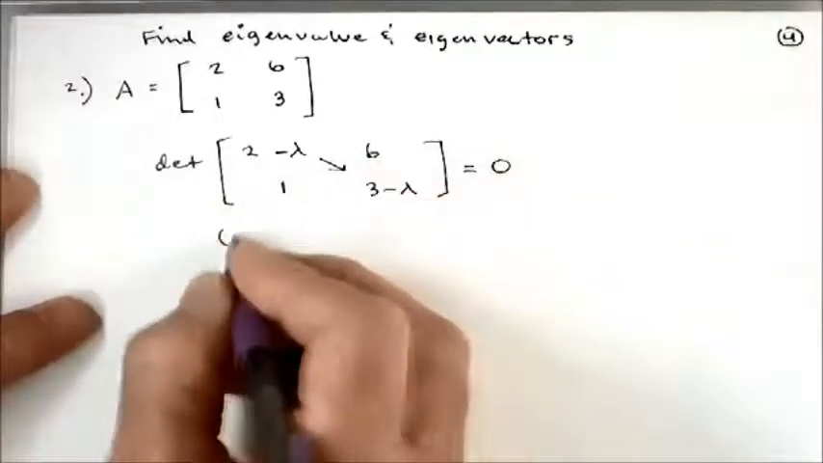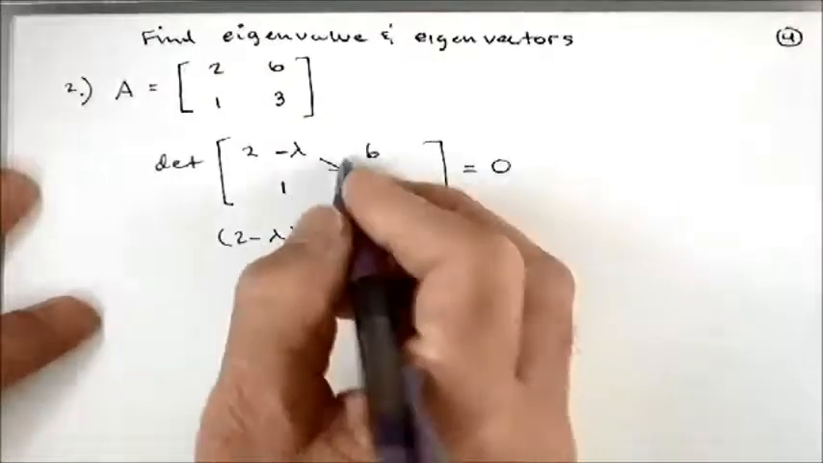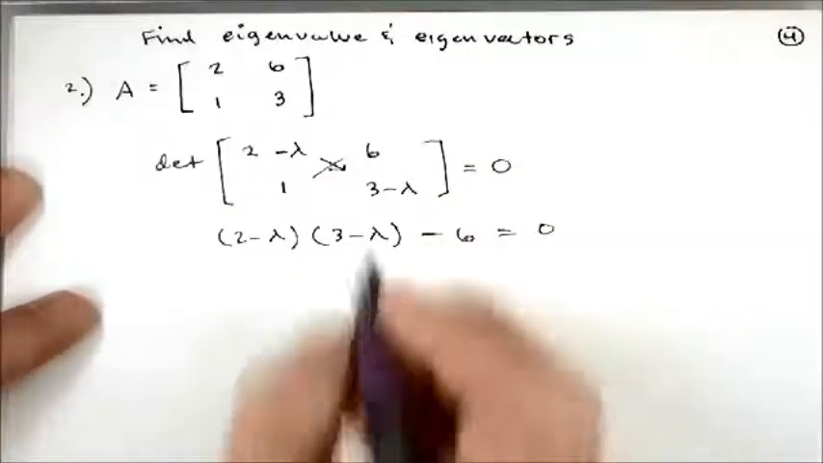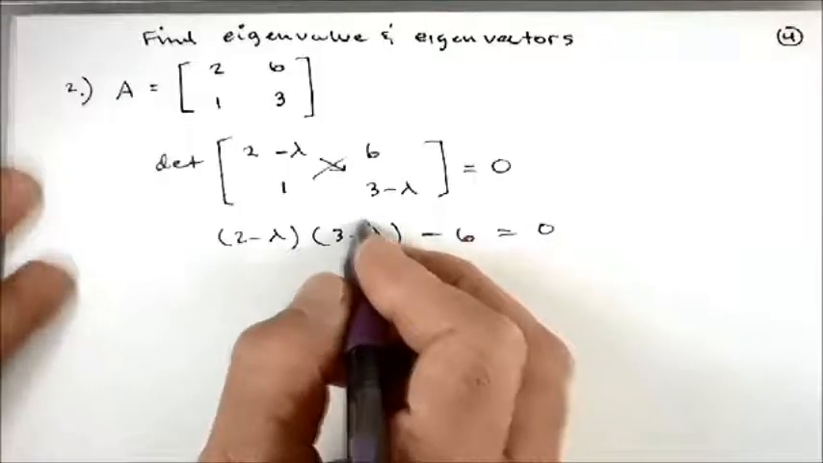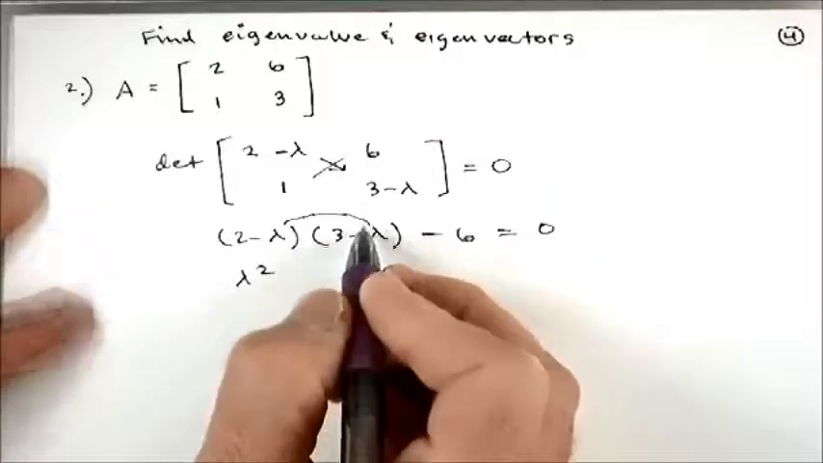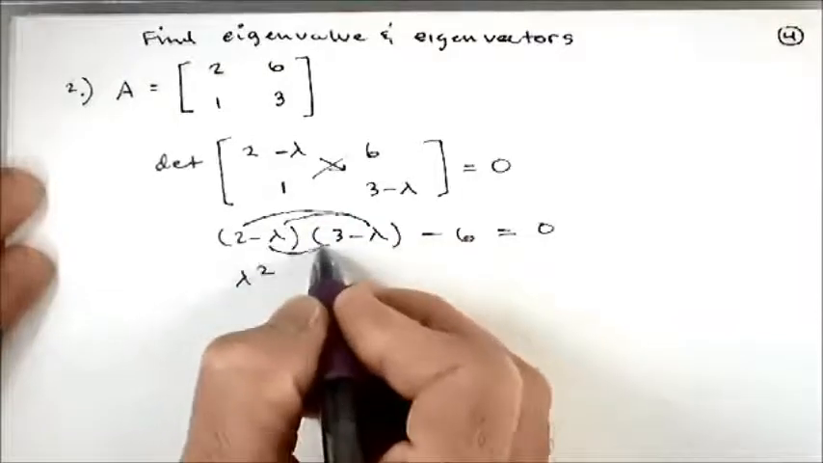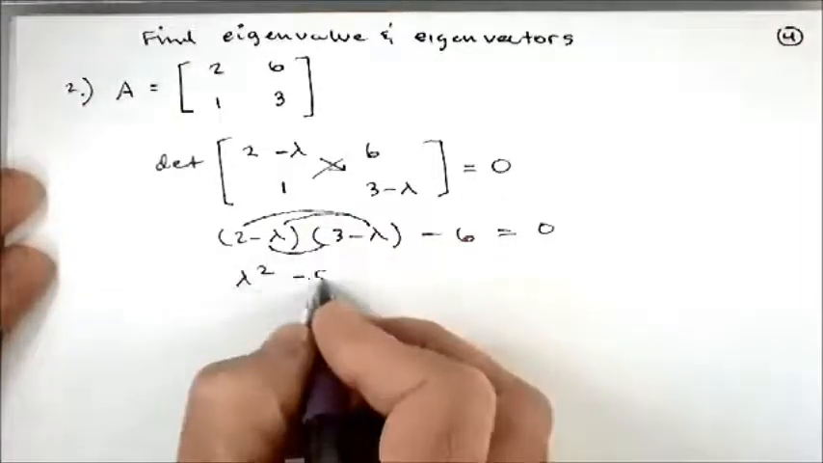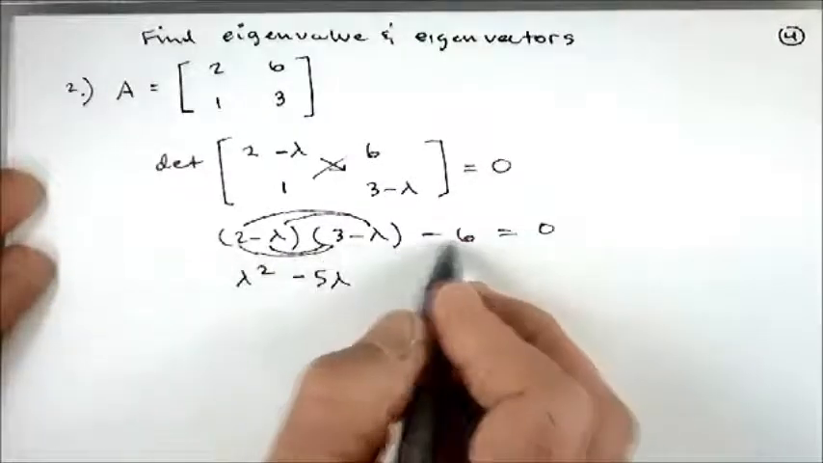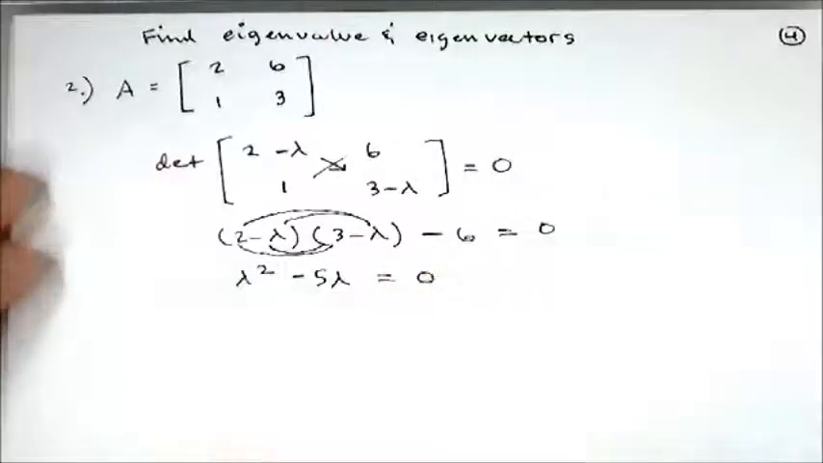Okay, so we have 2 minus lambda, 3 minus lambda, minus the off diagonal is 6. Foil this out, I get lambda squared. And you can sometimes go straight to it if you just do some math in your head. I'm going to have minus 2 lambda minus 3 lambda, so that's minus 5 lambda. And then I'm going to have 6 here, but then I'm going to subtract 6, right? 6 minus 6 is 0, so this is just going to be lambda squared minus 5 lambda equals 0.